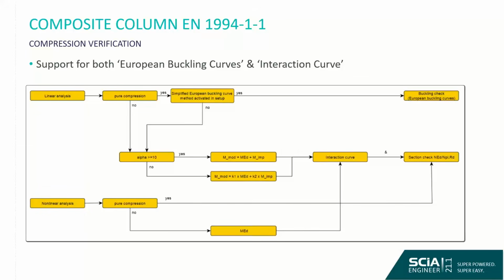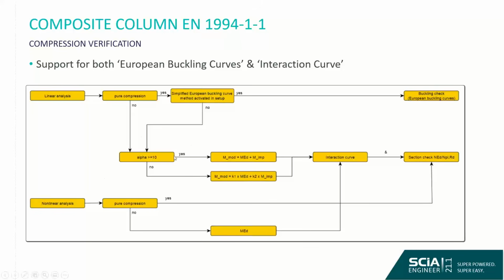And the second way is by means of the interaction curve. The interaction curve is also automatically used if you don't have a column under pure compression. So if you don't have pure compression, or if you decide to not use the European buckling curve method, you will go, instead of the first row, into the second row of my little scheme here, and you will do a check with the interaction curve.